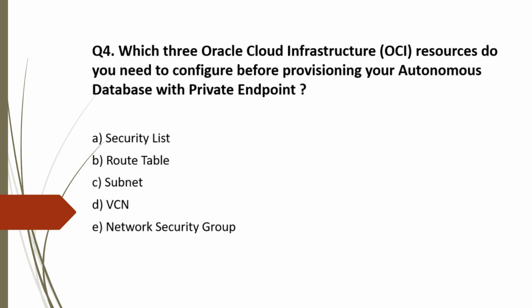Option A, security list, is incorrect. We need network security group, not security list. Option B, route table, is also incorrect. This is not a prerequisite. Option C, subnet, is correct. More accurately, private subnet. Option D, VCN, is correct. Yes, this is one of the prerequisites. Option E, network security group, is also correct. So the correct options for question 4 are option C, option D and option E.